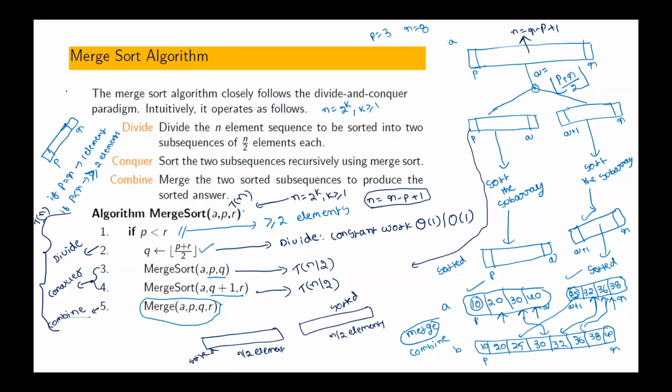You can take 2 instances. One side 10, 20, 30, and 40 also you can take. Other side 50, 60, 70, 80. This is case 1. Case 2 you can consider. One side 10, 20, 30, 40. Other side 15, 25, 35, 45. Whether both instances, both sorted subarrays, require the same number of comparisons.